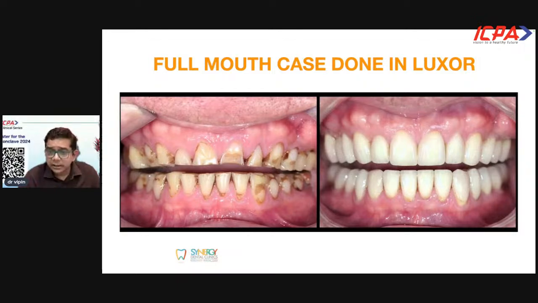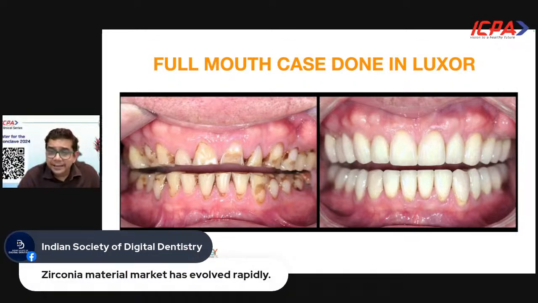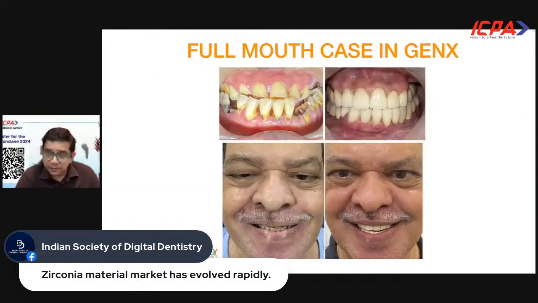This is a full mouth case which was done in Luxor in our clinic. You can see all the crowns are milled and only glazed. We have not added any stains to it. And the Luxor gives such beautiful aesthetics that they don't look like artificial teeth. They look as beautiful as glass ceramics. I hope you appreciate that.